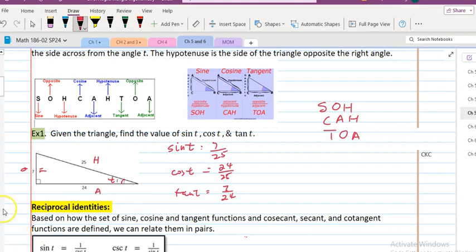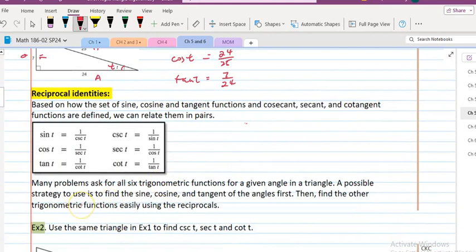According to this triangle. And of course, we use reciprocal identities to do cosecant, which is 1 over sine. Secant is 1 over cosine, and cotangent is 1 over tangent.